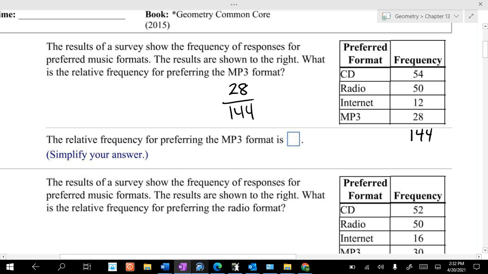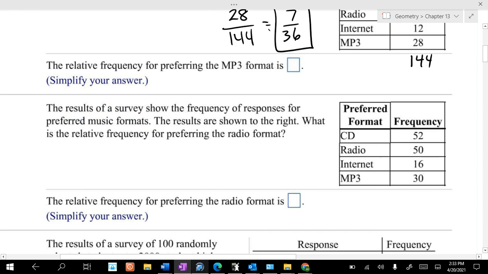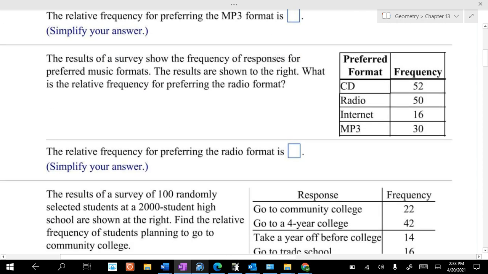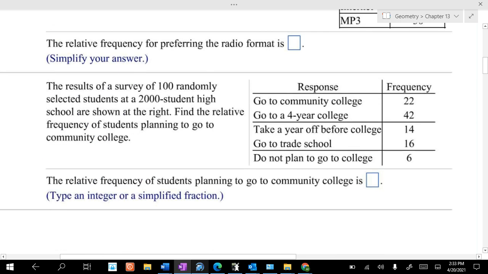What goes into each? Well, I think 4 goes into each, 7, and 4 goes into there, 36 times? So 7 over 36. Now, most of you will just type 28 over 144 in your calculator, hit equals, and it'll reduce it for you, right? So that's the way you do it. Okay, this one's the exact same thing, preferring radio, so we're not going to do that one.